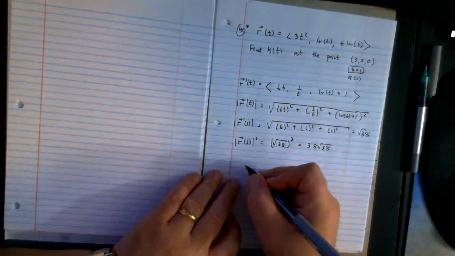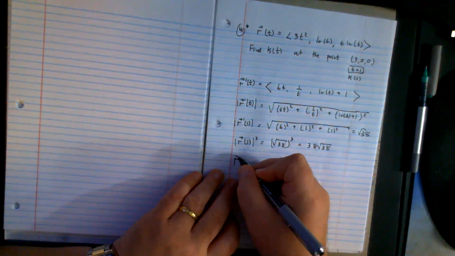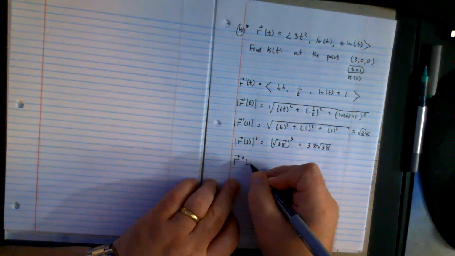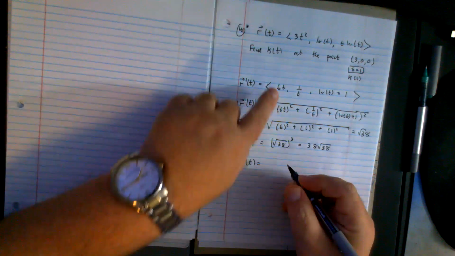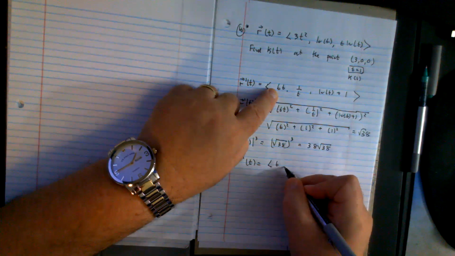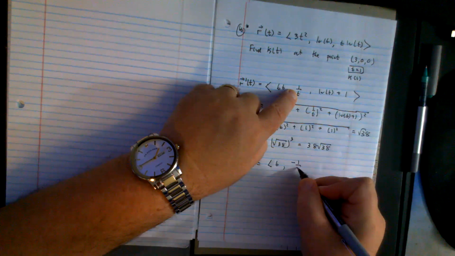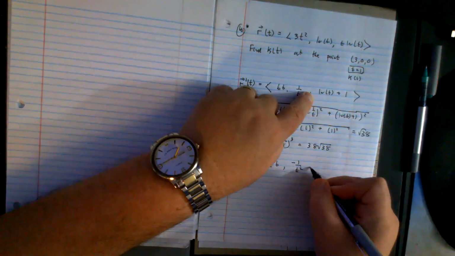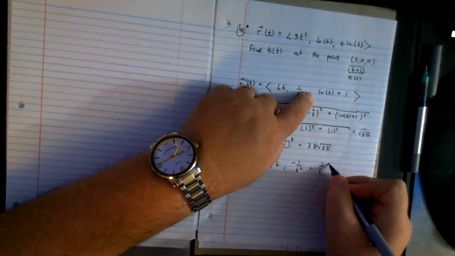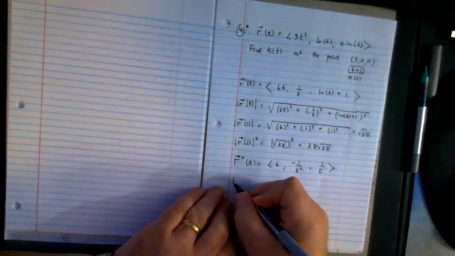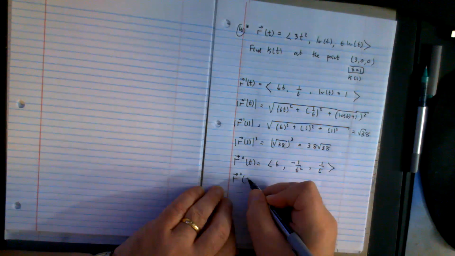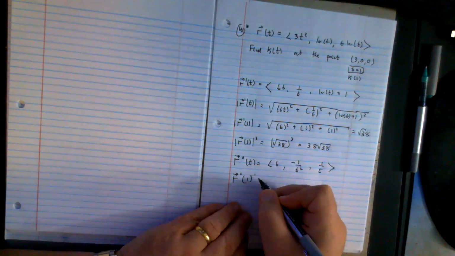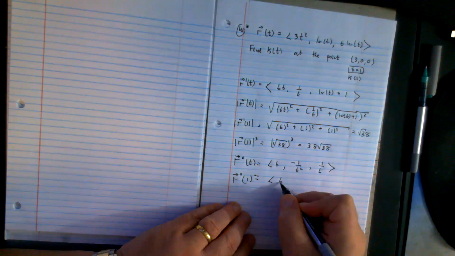Now moving on then, what do we know about the second derivative? Well, if you differentiate this guy, you get 6. If you differentiate this guy, you get negative 1 over t squared. And if you differentiate this guy, you get 1 over t. And we will now find the second derivative at 1. And that's going to be 6, negative 1, 1.